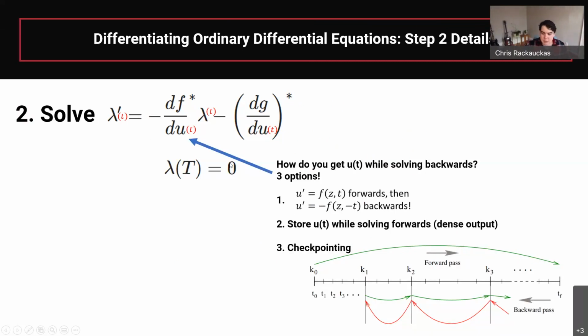The other thing that you could do is you can store the entirety of u of t going forwards. Of course, that's going to give you the correct value of u of t at all times, but that will cost you memory. Or you can do something called checkpointing, which is you only save u of t at specific time points, but whenever you need u of t in an interval, you resolve that interval. So more compute versus less memory.